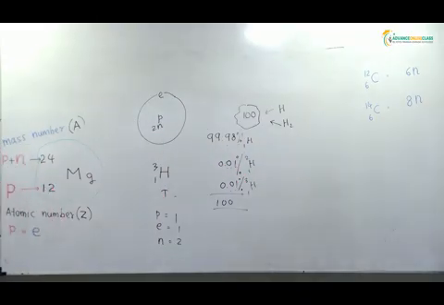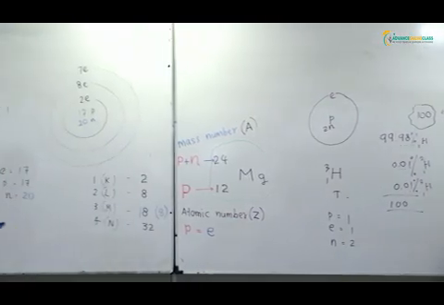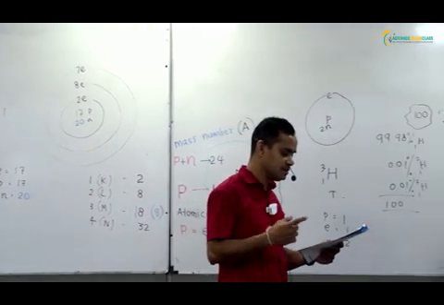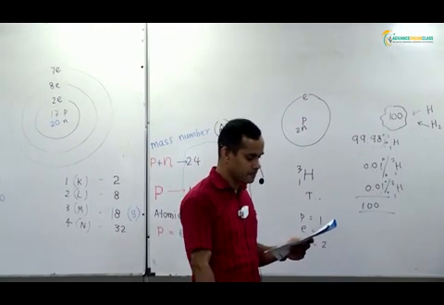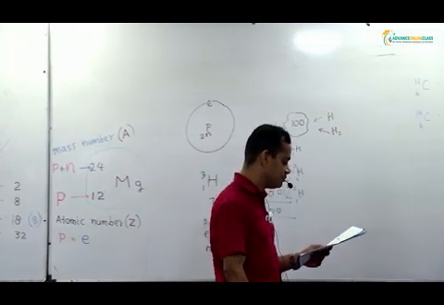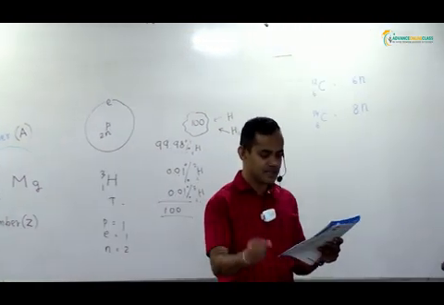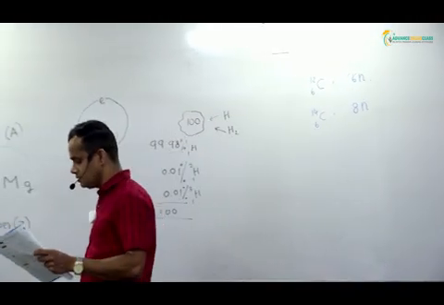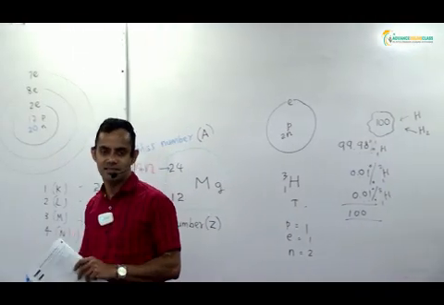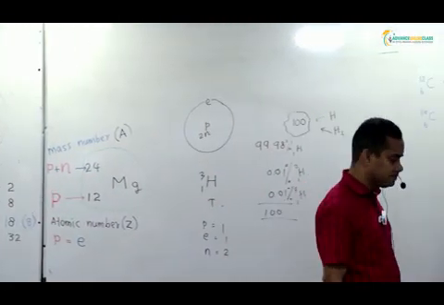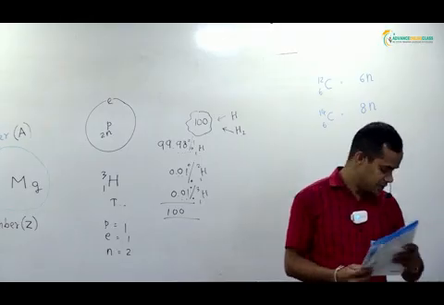Right. Last one. Naturally occurring oxygen is composed of three stable isotopes: O-16, O-17, O-18. O-16 is the most abundant, 99.762%. Highlight O-16.